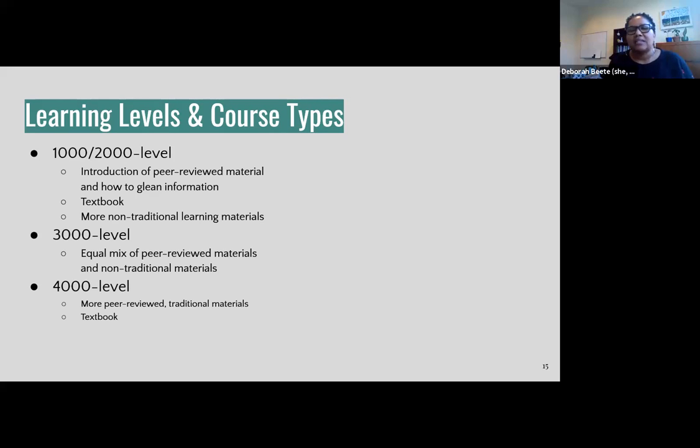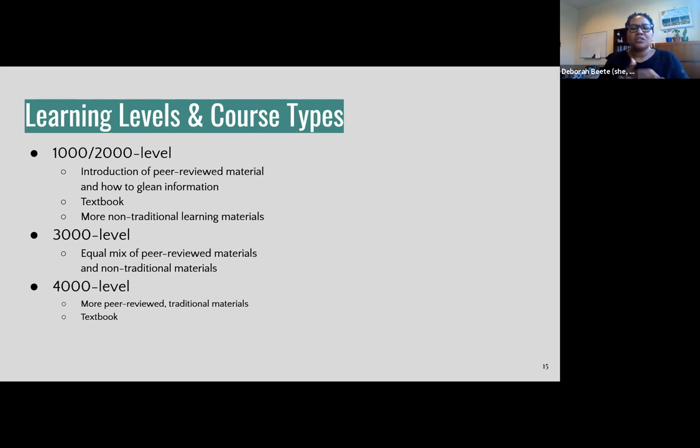The next thing that we wanted to comment on was thinking about the different learning levels and course types that you might teach. And so when you're thinking about 1,000 and 2,000 level courses, we have tended to stay away from, it's not that we don't use peer-reviewed material, but we're less likely to use it with students at this level, just because they have a much harder time engaging. And so you'll see more non-traditional learning materials in this space.